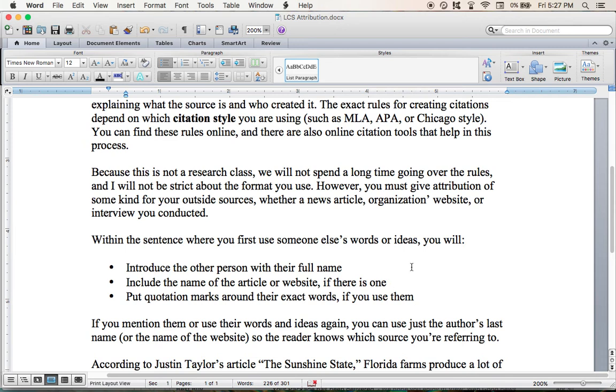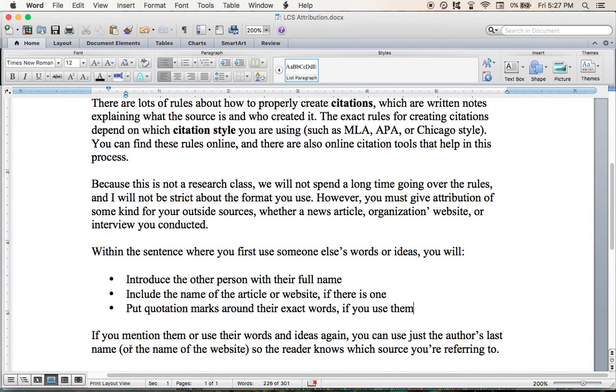And I'm going to give you some examples. Then if you mention the outside source again, or you use their words and ideas again, you can just use the author's last name, if there is an author, or you could just use the name of the website, if it's a website, so the reader knows which source you're referring to the next time you do it.